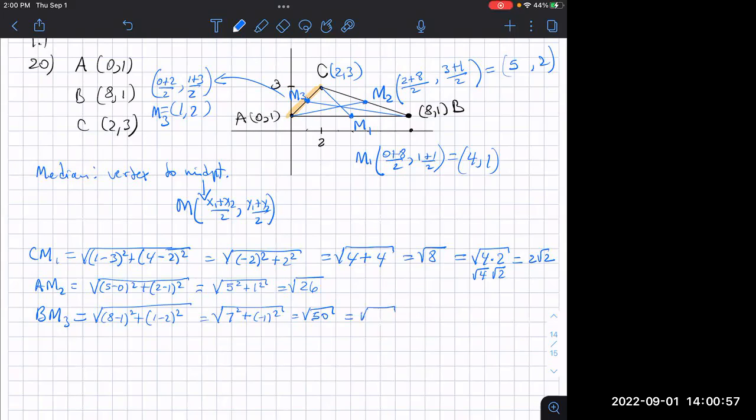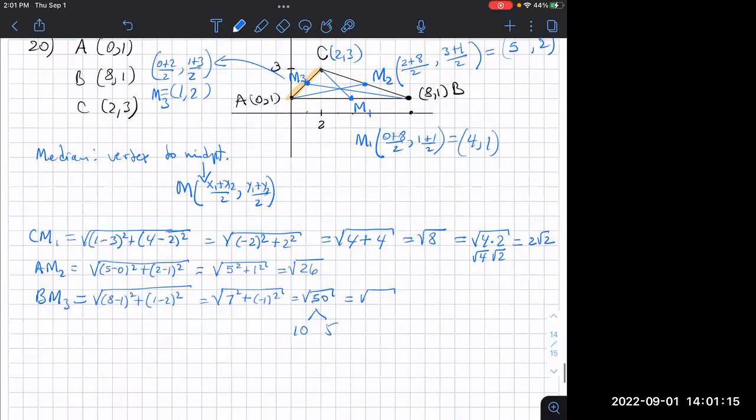What times what equals 50? 10 times 5. Now 10 is not a perfect square, 5 is not a perfect square. So try another breakdown. So 50 is 10 times 5. In fact, what you can keep on doing is factor. So 10 equals 5 times 2.